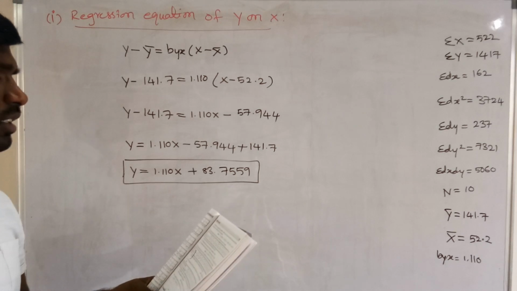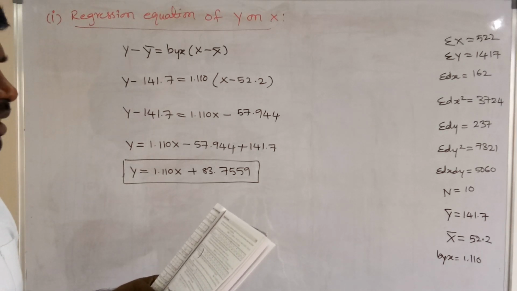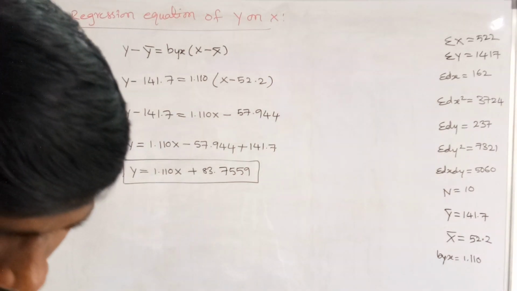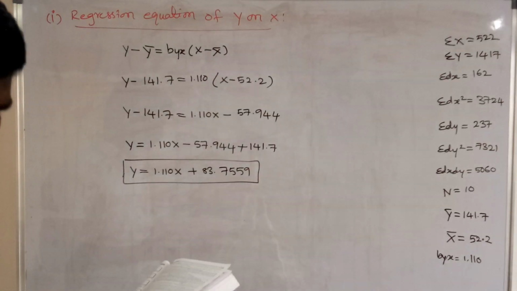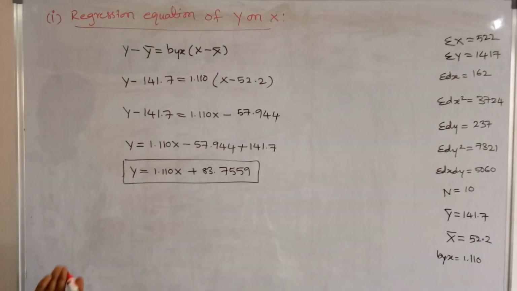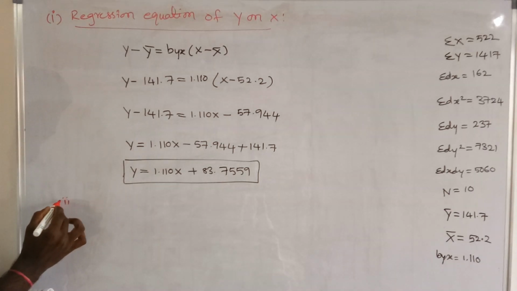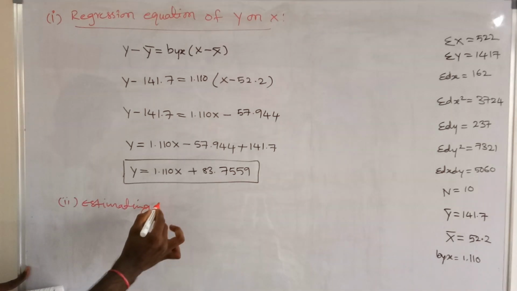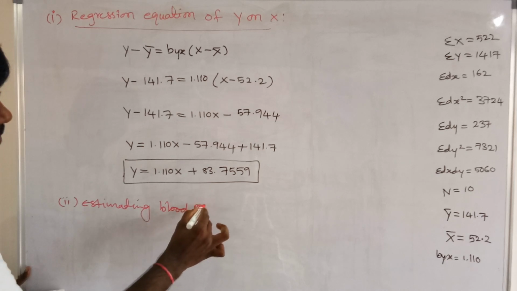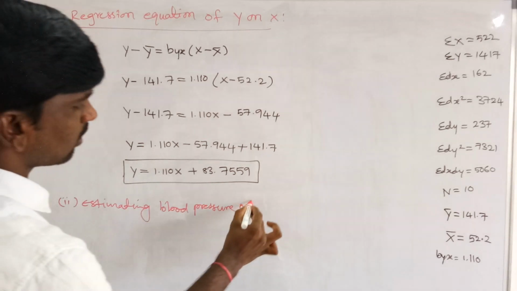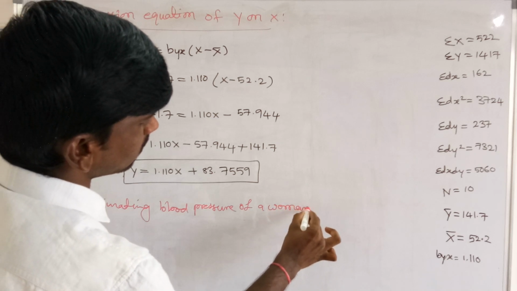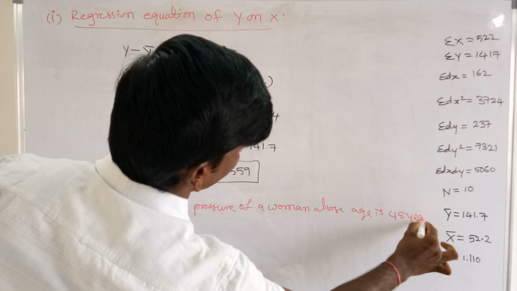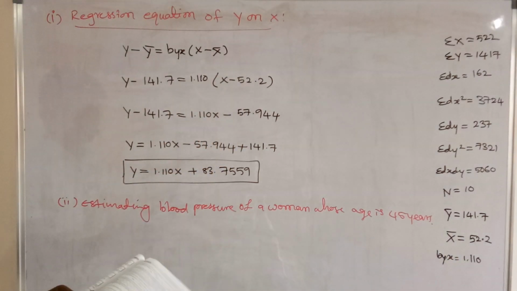The second condition is to estimate the blood pressure of a woman whose age is 45 years. So here we have to estimate the blood pressure of a woman whose age is 45 years.